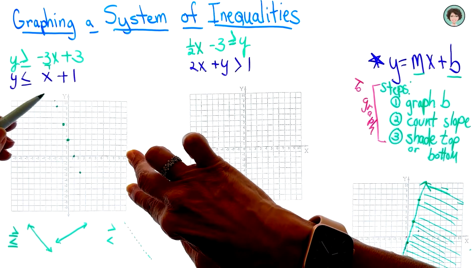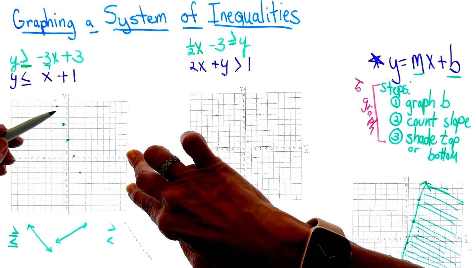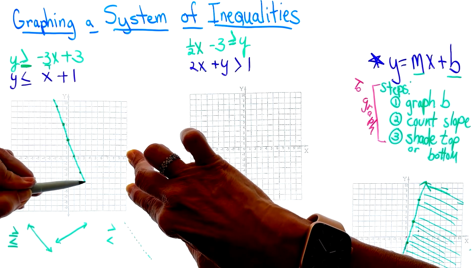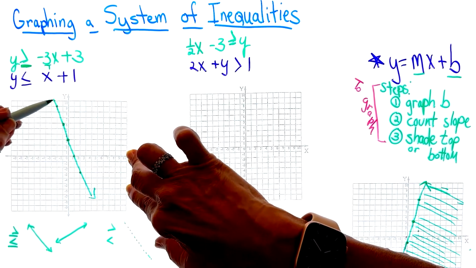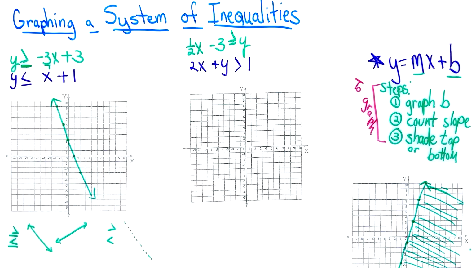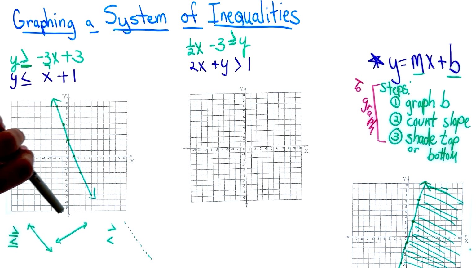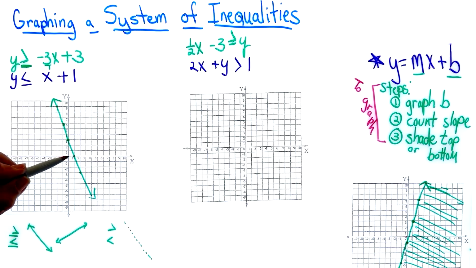And now I am drawing, because it has a greater than or equal to, a solid line. That means that anything on this line is part of the solution. But now I have to see, do I shade the top half of this line, or do I shade the bottom half of this line? In order to do that, what I usually do is pick an ordered pair that's really easy to check, and I'm going to pick my 0, 0.